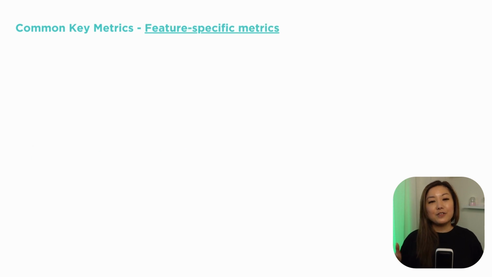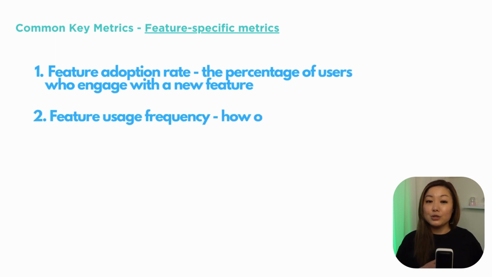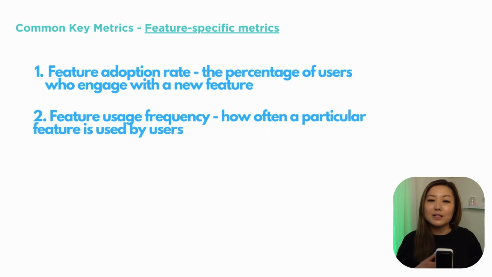And last, we have feature-specific metrics. The feature adoption rate, the percentage of users who engage with a new feature, and then the feature usage frequency, how often a particular feature is used by the user.